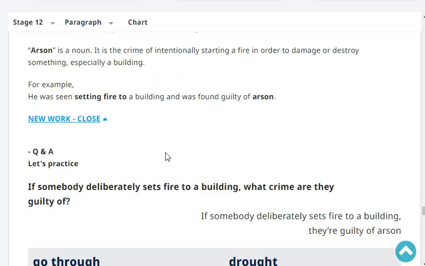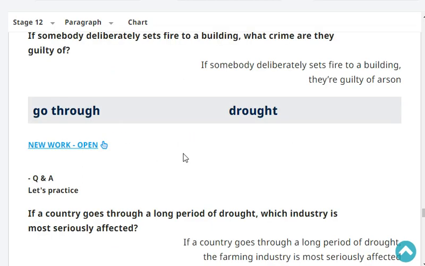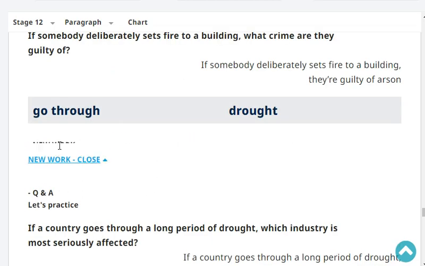If somebody deliberately sets fire to a building, what crime are they guilty of? If somebody deliberately sets fire to a building, they are guilty of arson. Very good. Let's repeat.